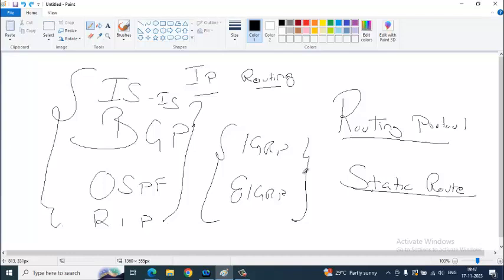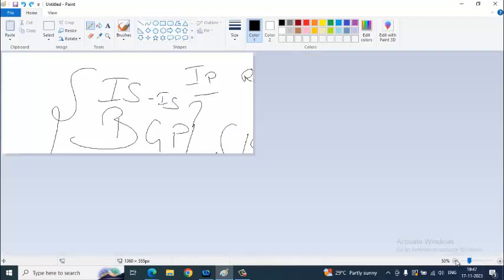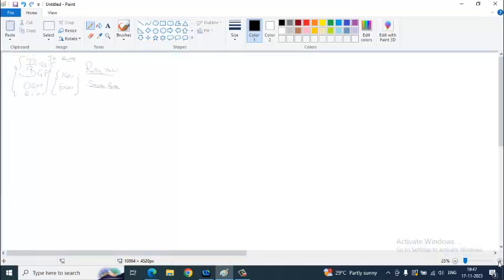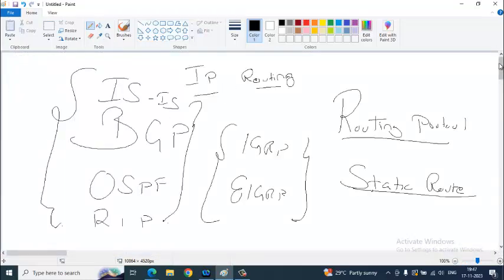So static route is not a recommended solution for high availability and also for scalability. But as the first routing topic, we're going to learn static route, after which we will get into routing protocols.